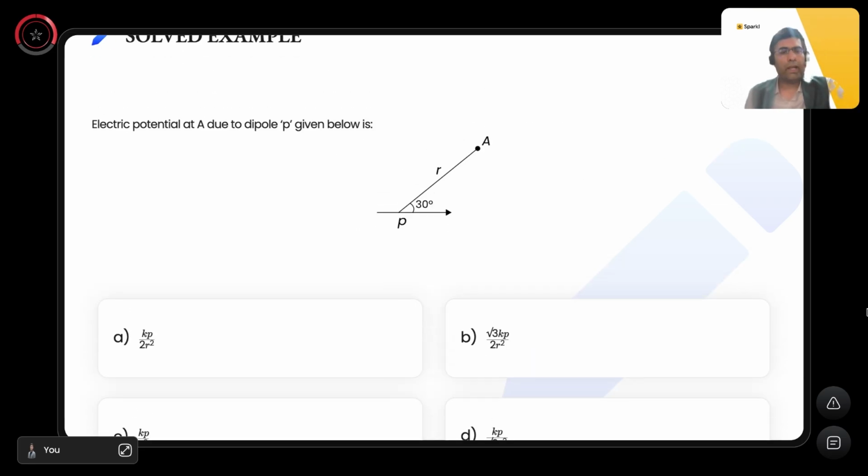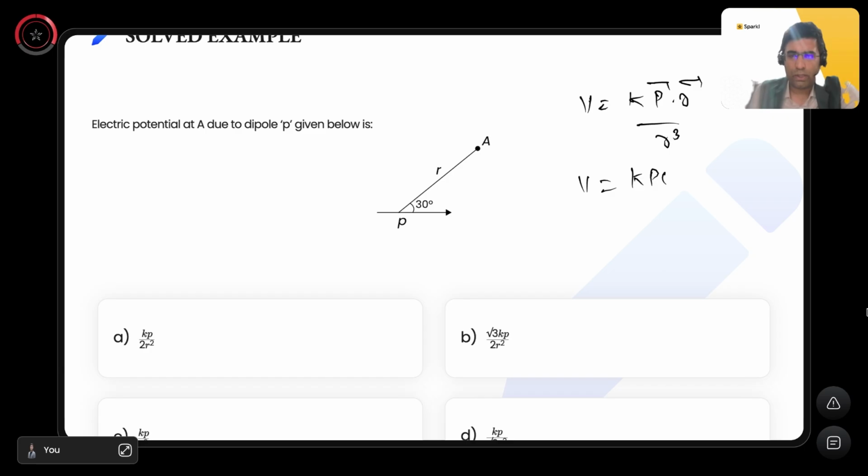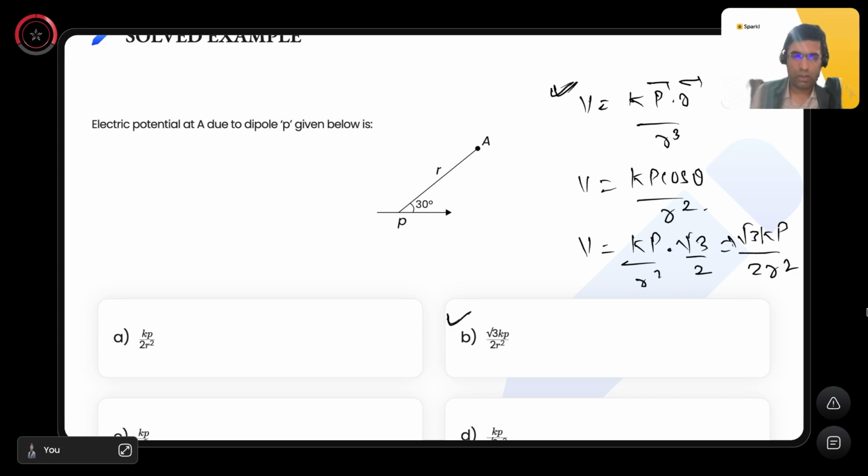Electric potential at A due to the dipole given. So potential due to dipole, the general formula for dipole is K into P vector dot R vector upon R cube. All right. So when we solve it, we get Kp cos theta upon r square. So this is my formula for dipole. You have to remember the vector form as well, and you have to remember the magnitude as well. So here the theta is 30 degree. Theta is always taken with the dipole. So it will be Kp by r square into root 3 upon 2. So root 3 Kp upon 2r square. So this is my option.